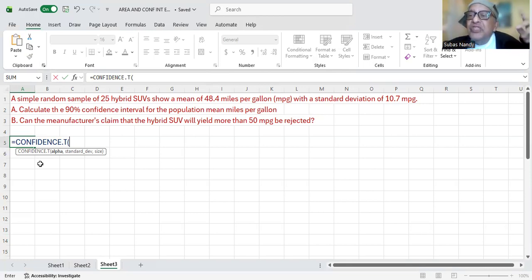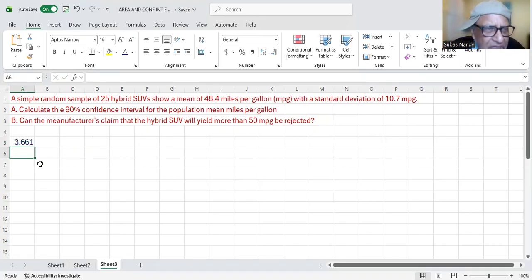So alpha, which is also called level of significance, is the maximum risk we are taking in making a wrong decision or making a wrong calculation. Alpha is equal to, in this case, 1 minus 0.9. So I will type 0.1, comma, standard deviation. My standard deviation is given as 10.7, comma, it needs the sample size, which is 25, and you close it with the right parenthesis.